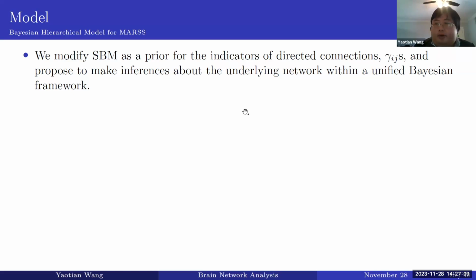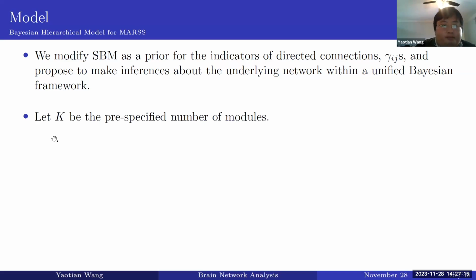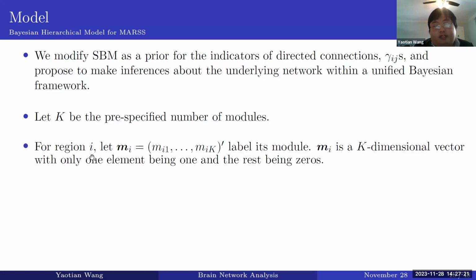Now I will explain our stochastic block model motivated prior, and I will first explain the notation. We let K be a pre-specified number of modules. For each region i, we let Mi label its module. Mi is a K-dimensional vector with only one element being 1 and the rest being zeros. For example, Mik equals 1 indicates that region i falls into module K.